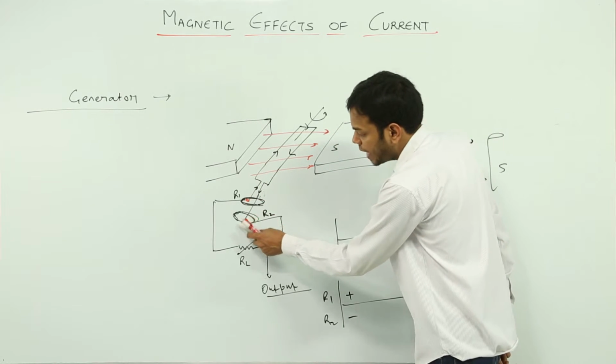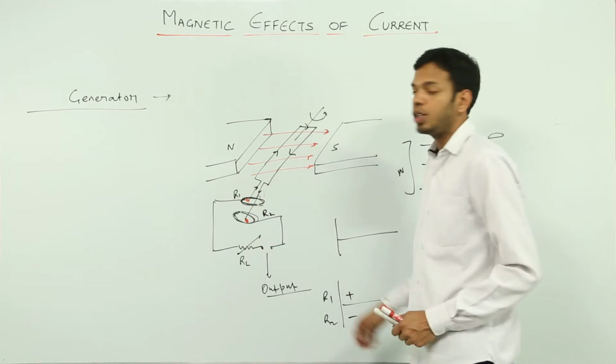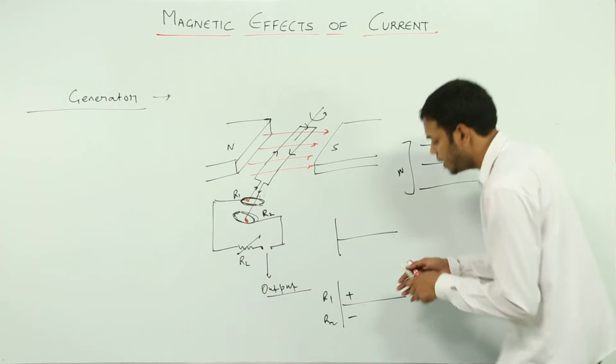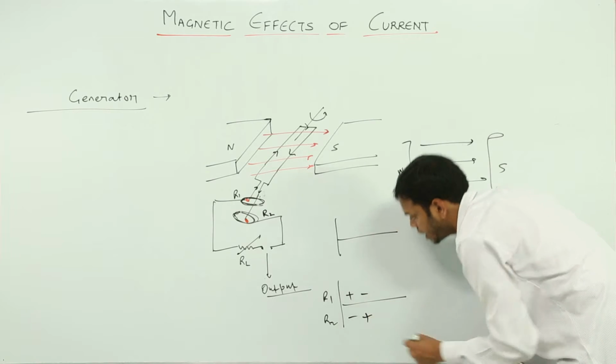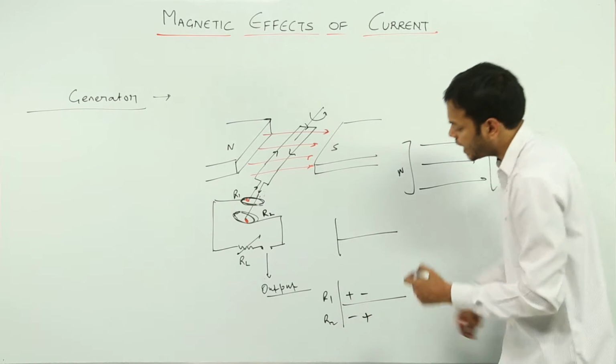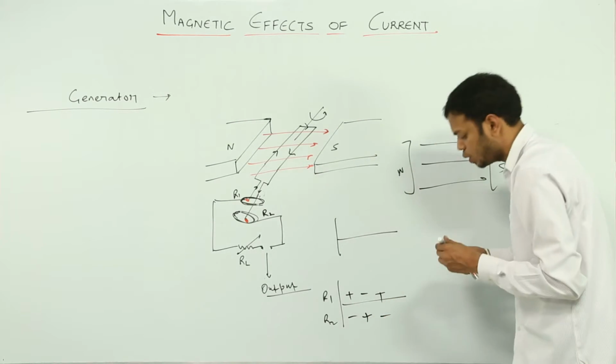Why? Because this part is here and this part is here. So current is going from R2 to R1. That means R2 is positive and R1 is negative. Then the first cycle gets repeated, and that is why.